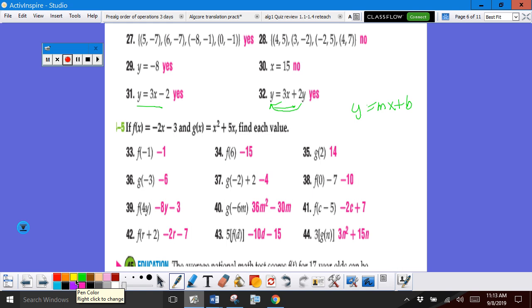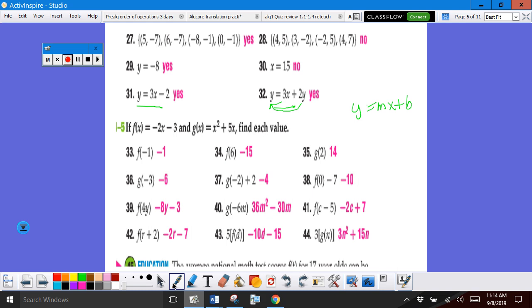So 33 is -1, 34 is -15, 32 is 14, 33 is -6, 37 is -4, 38 is -10, 39 is -8y minus 3, 40 is 36m squared minus 30m, 41 is -2c plus 7, 42 is -2r minus 7, 43 is -10d minus 15, and 44 is 3n squared plus 15n.